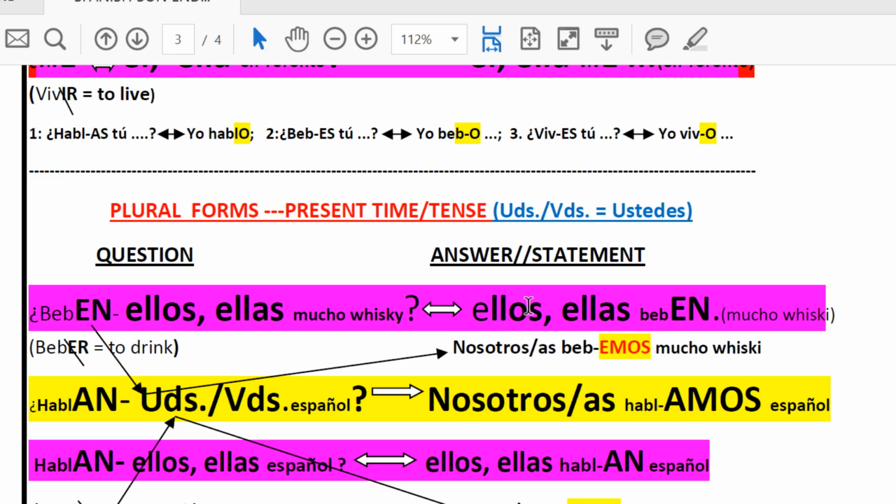And you get the response, sí, ellos beben mucho whisky. They drink a lot of whiskey. Ellos, males. Or you can go to the plural for the females. Beben ellas mucho whisky? Sí, ellas beben mucho whisky.